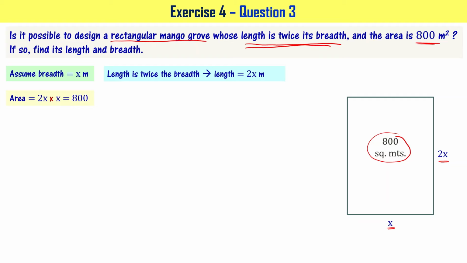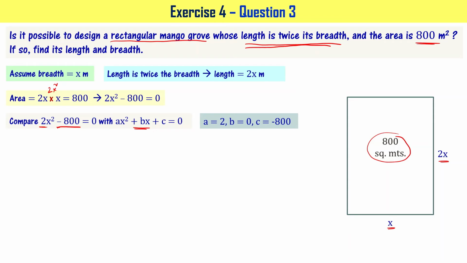That means 2x times x equal to 800 meters square. 2x times x is 2x square. 2x square equal to 800 is the equation that can be written as 2x square minus 800 equal to 0, right? This is a quadratic equation. When you compare this quadratic equation with ax square plus bx plus c equal to 0, you say that a equal to 2, the term containing bx is not seen here. That's why you say that b equal to 0 and c is minus 800. Let's write that: a equal to 2, b equal to 0 and c equal to minus 800.